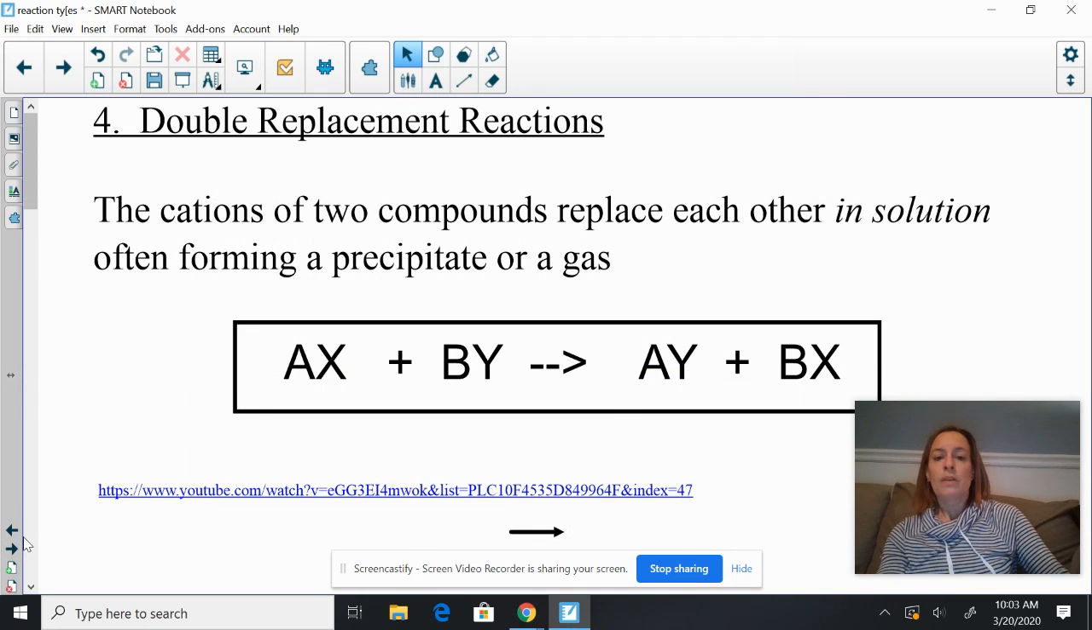So if we want to look at it in more technical terms, here's your definition. The cations of two compounds replace each other in solution. So again, these two ionic compounds have to be dissolved in order for the reaction to take place. We're going to see tomorrow that typically one of these products will be a precipitate, but we won't worry about that now. So what's happening here? The A and the B are switching places. A was with X, now it's with Y. B was with Y, now it's with X.